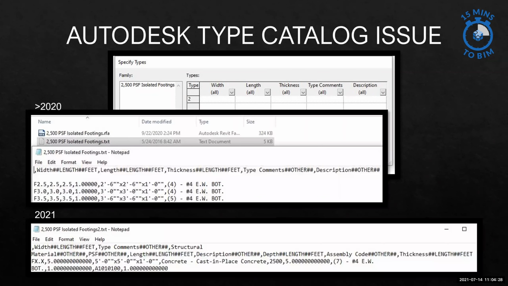So the top row here is what a type catalog file looked like prior to 2021. In comparison to that, you see the type catalog at the bottom. What we see is that there's no blank line below the headings. Thanks, Autodesk. And what we simply found, of course, is by deleting this blank line from the original catalog file, we then reload that type catalog into Revit's 2021 version, and then our families work fine.